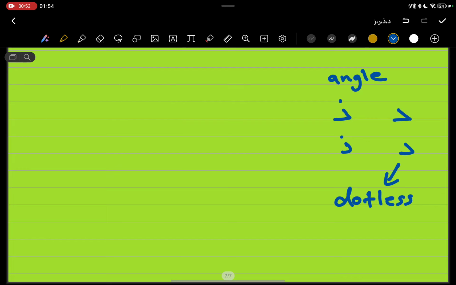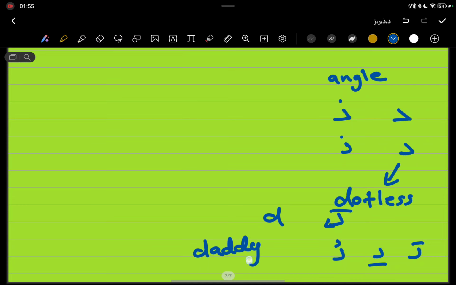I don't know how to associate it. Okay, so it doesn't have a dot. The first letter of dotless is D, and this is basically that. It's pronounced da, D, do. Okay, like daddy, daddy do. If you say it fast enough, it sounds like daddy do.